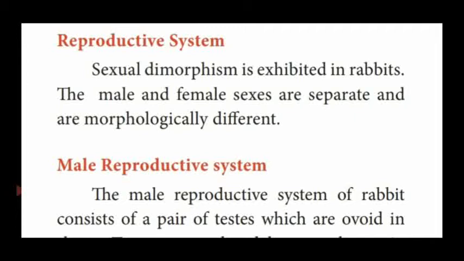Next one, reproductive system. The rabbit reproductive system shows dimorphism. That means two different types of reproductive system, that is male reproductive system and female reproductive system. That is said to be sexual dimorphism. The male and female sexes are separate and are morphologically different. Their function as well as the external character is also different.